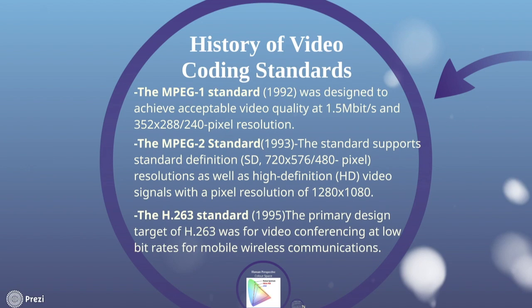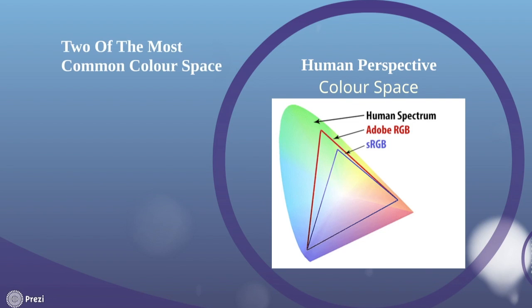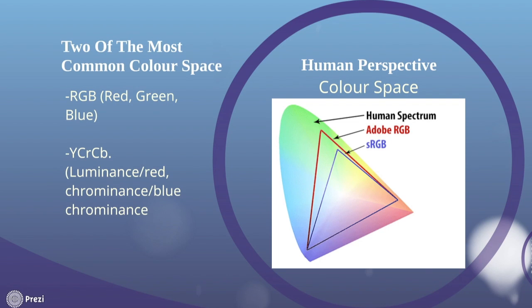The H.263 standard, developed by the ITU in 1995, was for video conferencing at low bit rates for mobile wireless communication. Human perspective. Color space. Representing color requires multiple numbers per sample. The well-known system to represent color is a color space.